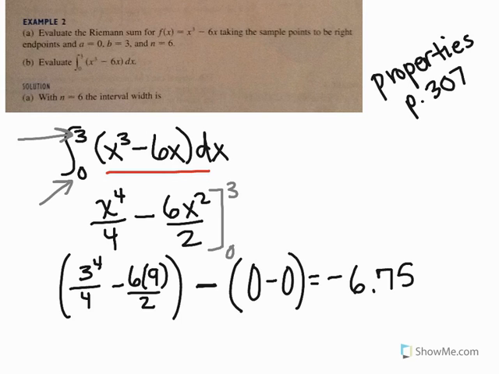Which is not really that close, but we used a lower estimate when we used those right endpoints. So we see that the Riemann sum isn't as close to the integral as you'd like to get, and is in fact an estimate of the definite integral. We could get a good idea though of what the area might be using the Riemann sum.